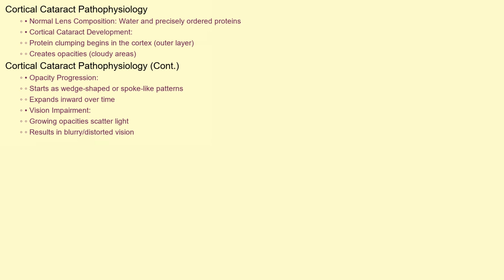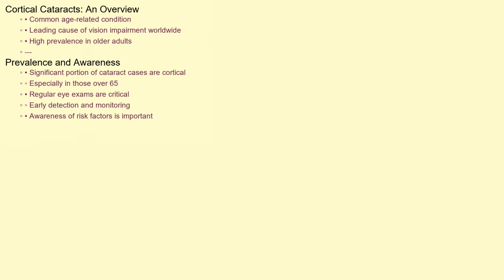Now, let's talk pathophysiology, which is how the disease develops. The lens of your eye is made up of water and proteins arranged in a precise order. In a cortical cataract, these proteins begin to clump together specifically in the cortex, which is the outer layer of the lens. This clumping causes opacities, or cloudy areas, to form, often starting as wedge-shaped or spoke-like patterns that gradually expand inward. As these opacities grow and merge, they scatter light as it passes through the lens, resulting in blurry or distorted vision. Cortical cataracts are incredibly common, especially as we age.